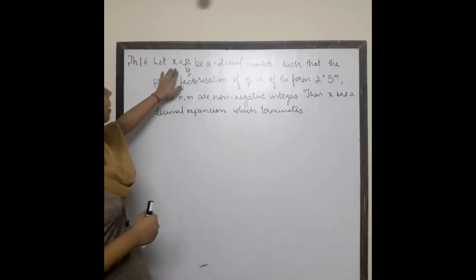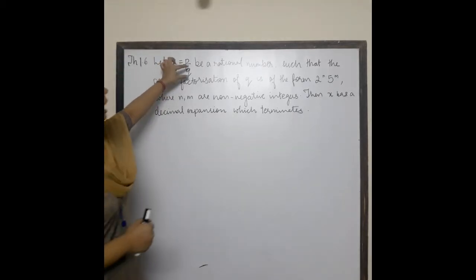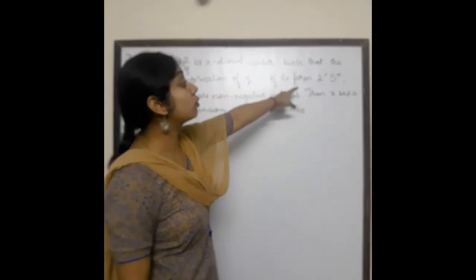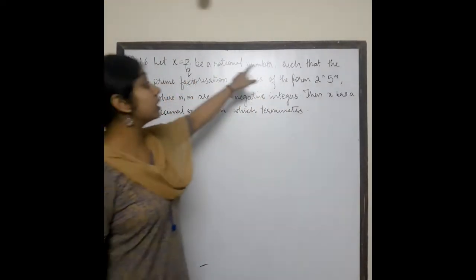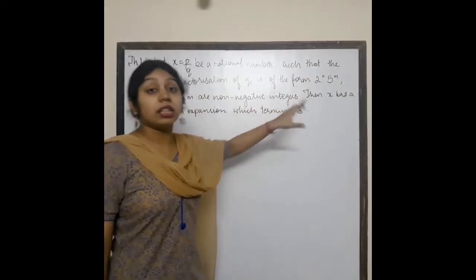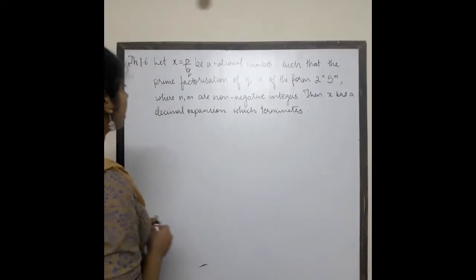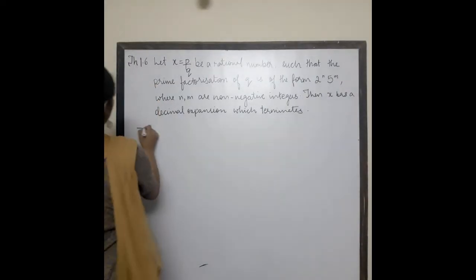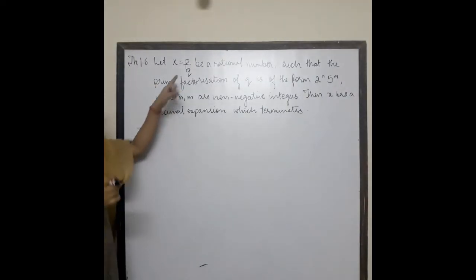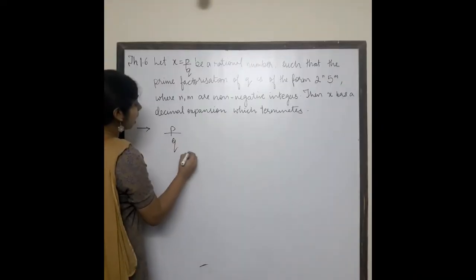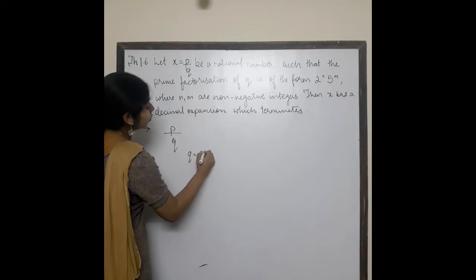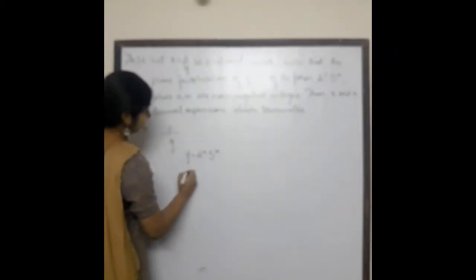Here let p by q, there it is already given that q is already in the form of 2 to the power n and 5 to the power m. And if q is in the form of this thing, then the decimal expansion is always terminating. So let us understand with the help of an example. Suppose first of all let us decide what will be q. Now this p upon q is a rational number and q is in the form of 2 to the power n, 5 to the power m.